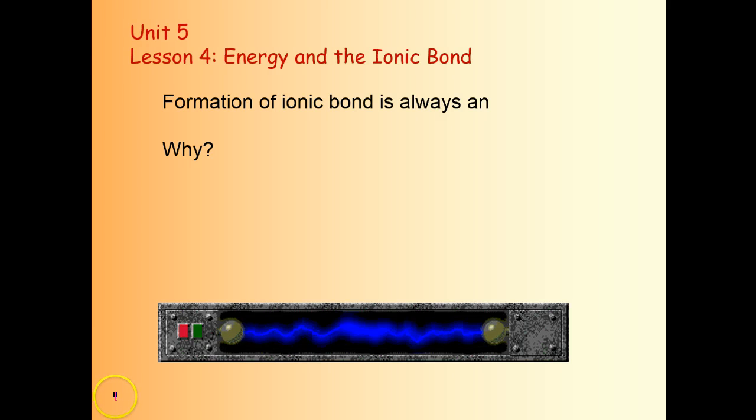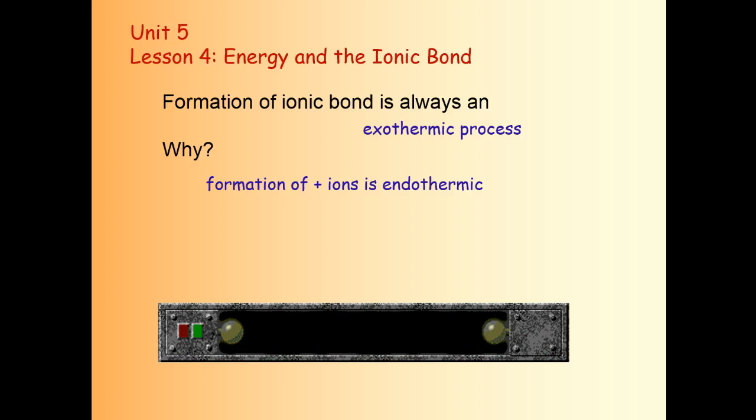Today's lesson is on energy and the ionic bond. It's a pretty short one. Formation of an ionic bond is always an exothermic process, which means that energy is going to be released. And why is that? Well, the formation of positive ions is endothermic.